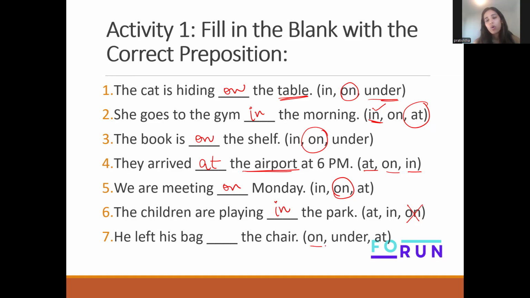He left his bag on the chair, under the chair, at the chair. "At" is definitely not the answer. "On," if it is on the chair, or it can even be under the chair, right? But usually "on" makes more sense in a real life situation.